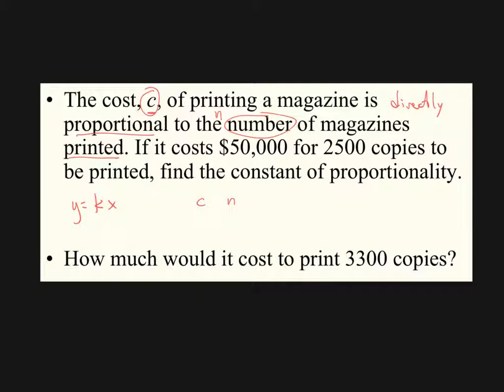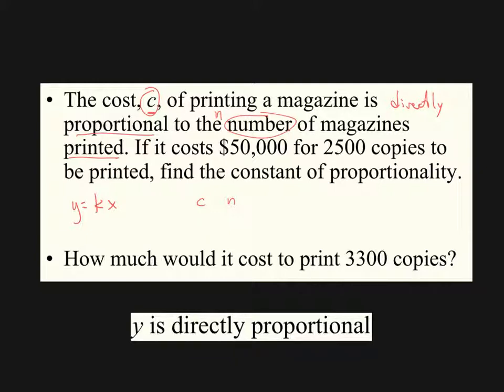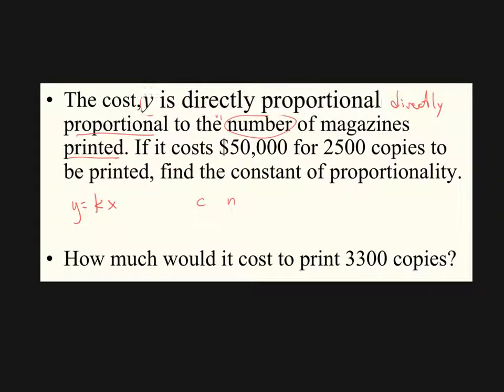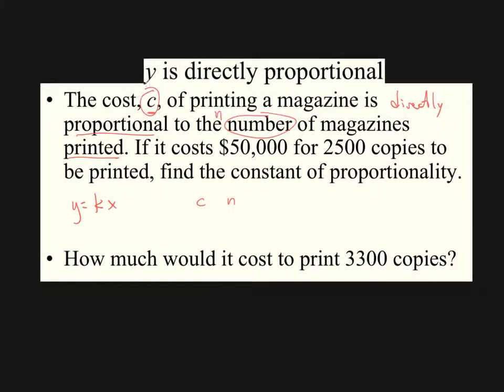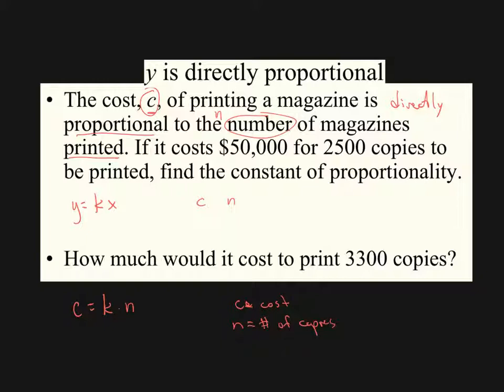So let's take another read. It says that the cost, C, of printing a magazine is proportional. So if I took from the page before, and instead of y, I put C, y is directly proportional, C is proportional, then it seems to me that we have C is equal to k times the number of copies, where C is equal to our cost and n is equal to the number of copies. And that's the hardest piece, is getting that correct. Now we have some information. We have a $50,000 cost, so we're going to put 50,000 over here is equal to k times 2,500.